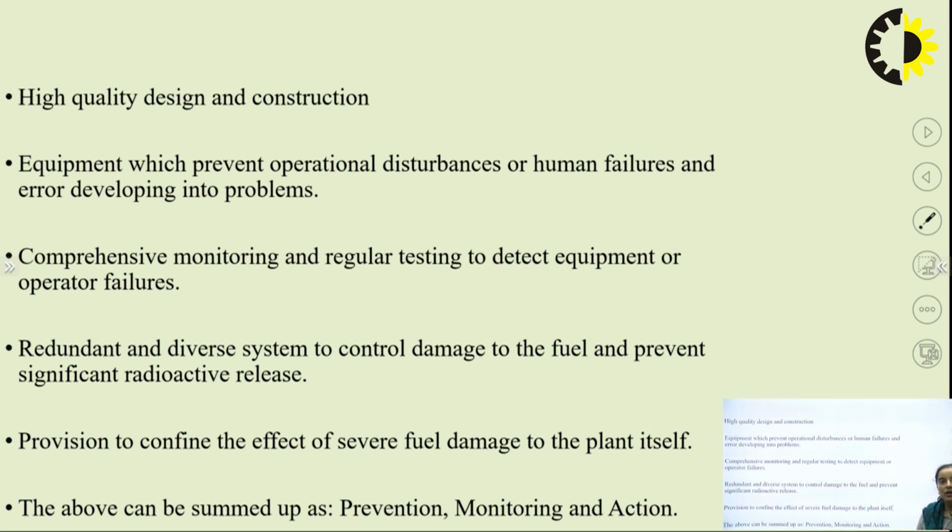High quality design should be there, and construction should be done in a well-mannered way. For the next and last, our ultimate summary is prevention, monitoring and action. There will be some unplanned and planned radiation, but we need to be prepared for that. First we need to design in a preventive way, but there should be continuous monitoring, and if any unplanned incident occurs, there should be immediate action.